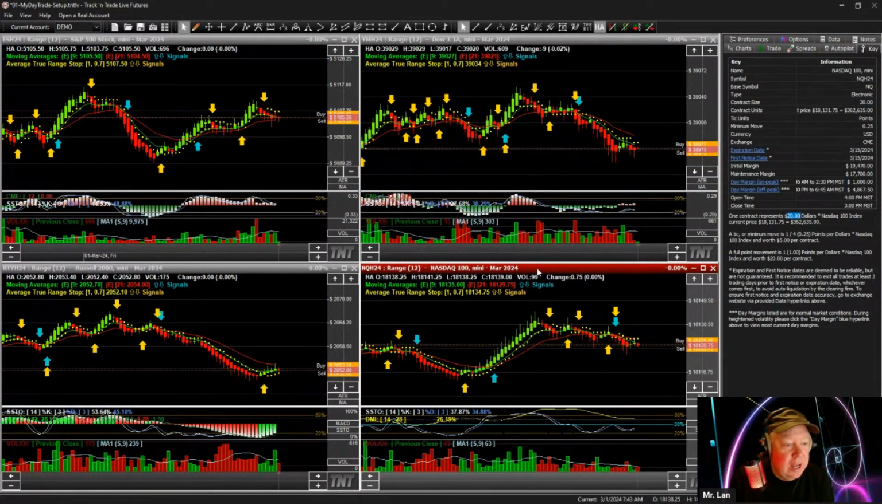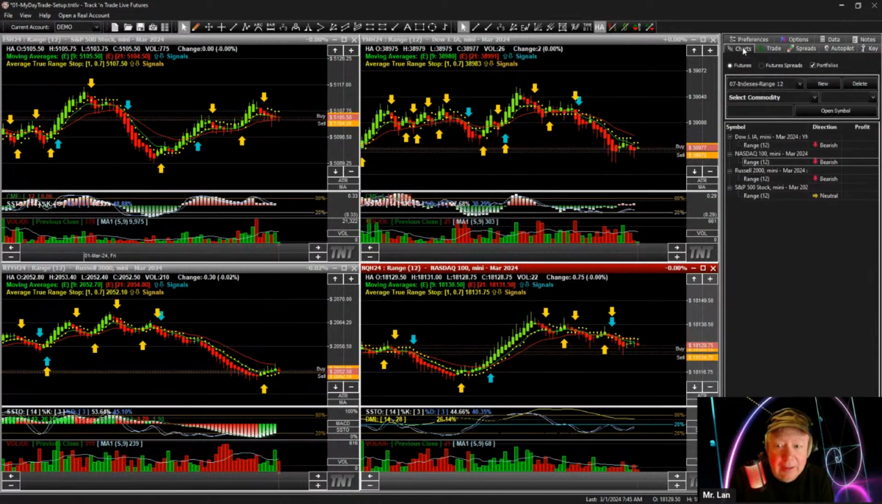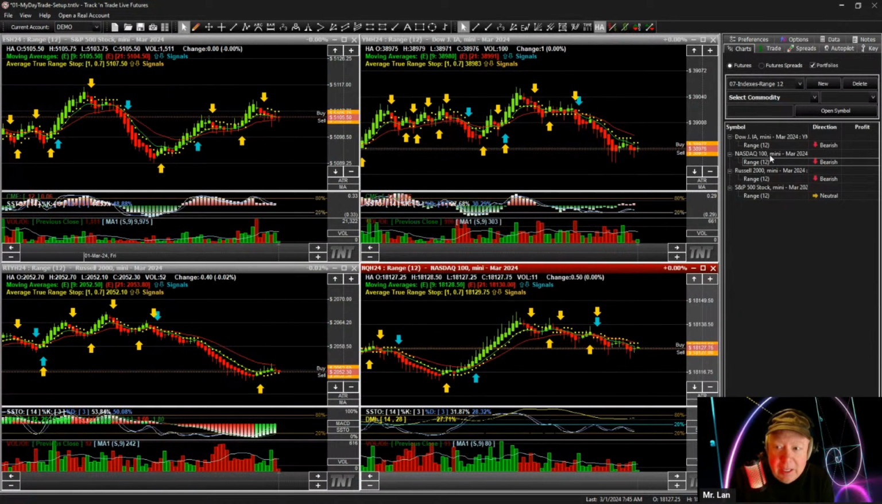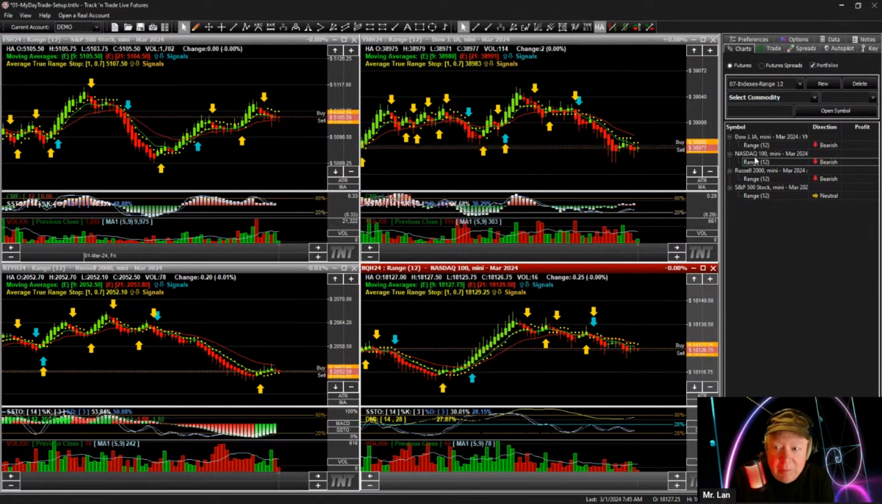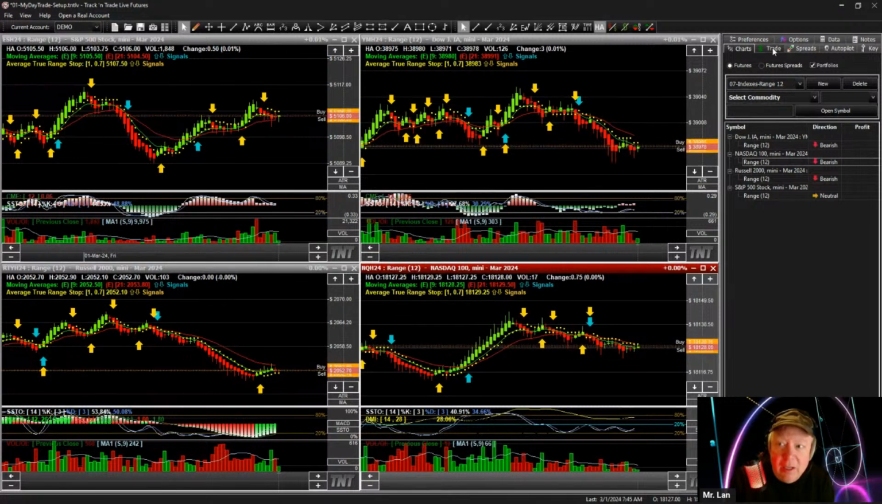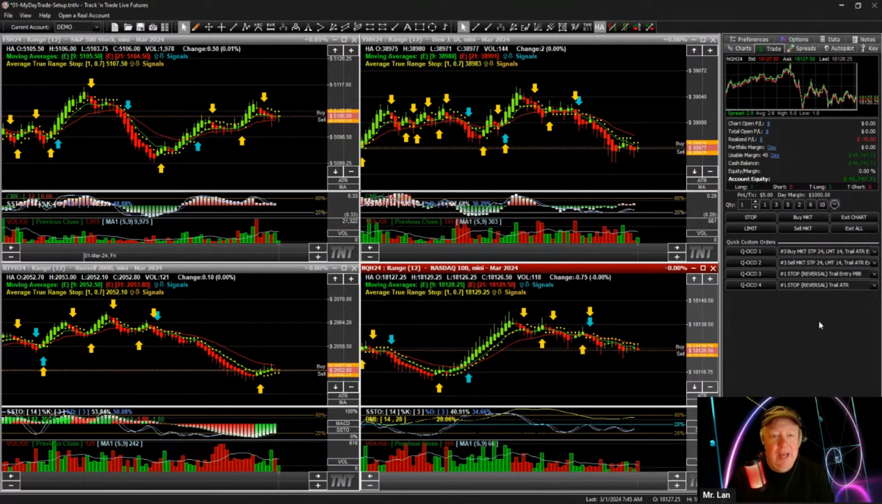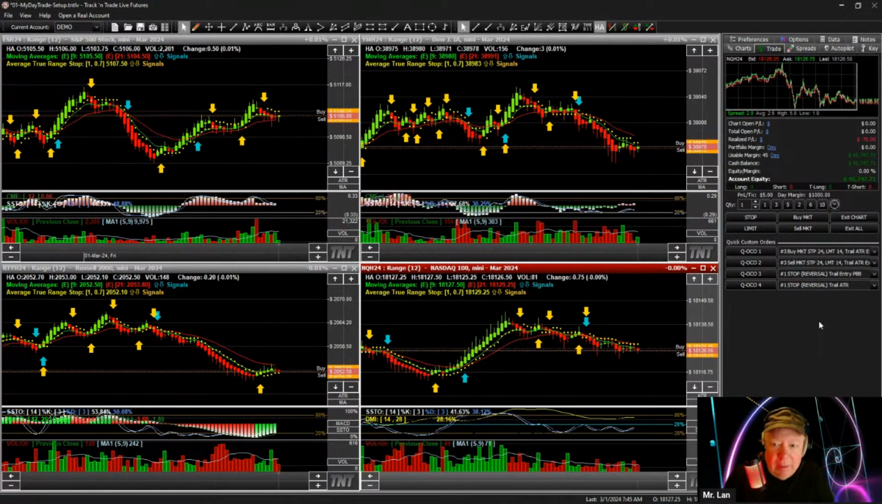Where is my micro NASDAQ gone? What the heck? Oh, that's the mini NASDAQ because we went to the range bar 12. I didn't have the micro NASDAQ. So that was a big loss we just took. $70. See that? If we'd have been in the micro NASDAQs, 10 times smaller, it'd have been $7.